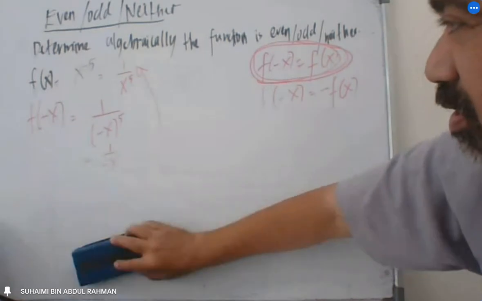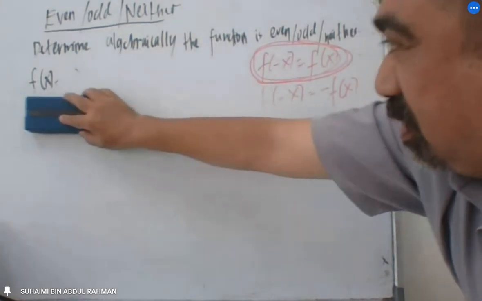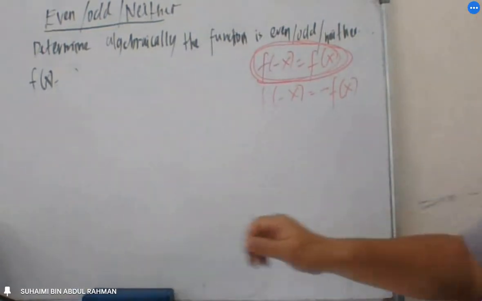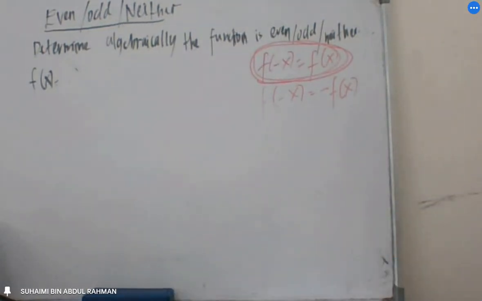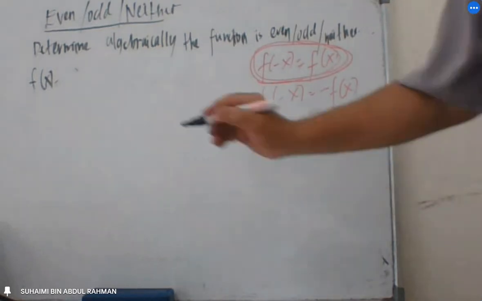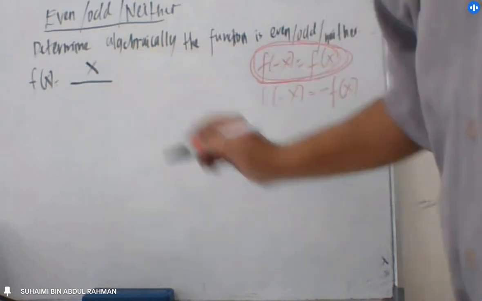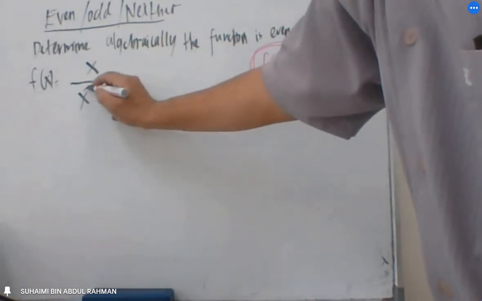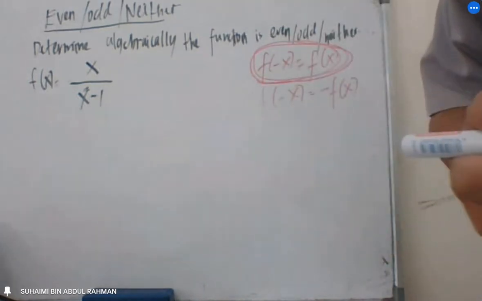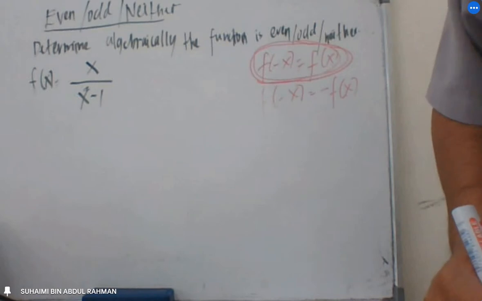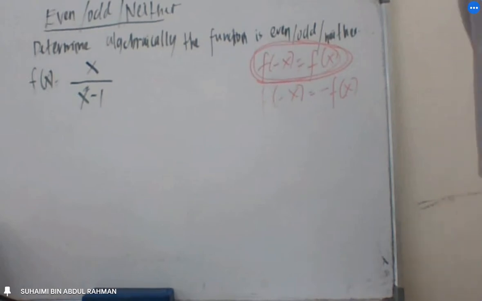Let's say another function. Function f(x) equal to x over x square minus 1.